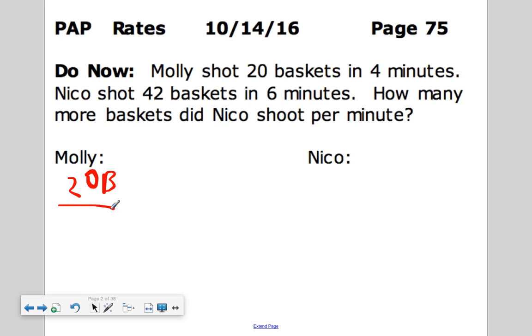Rates, it's about different quantities in different units. So 20 baskets, 4 minutes. Can I break that down to per minute? Per minute means 1 minute. So what should I divide this numerator and denominator by to get 1 minute? By 4. So if I divide the numerator and denominator by 4, I get 5 baskets, 1 minute. That's not bad. So Molly can shoot 5 baskets in 1 minute.